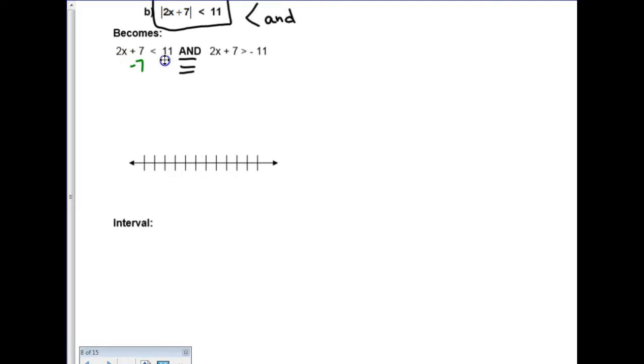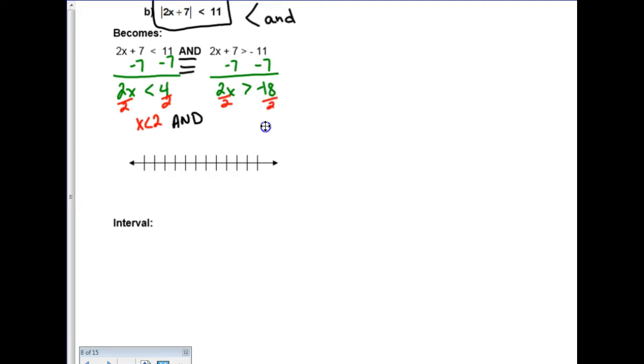So I'm going to subtract 7. So 2x is less than 4. And then keep solving. We're going to divide by 2. Yes, sir? Yes. So x is less than 2. I need you to write the word and down as part of your solution. So we're going to have x is less than 2 and then something else that I'm about to find. Same math. Subtract 7. Subtract 7. So we have 2x is greater than negative 18. Then divide by 2, divide by 2.